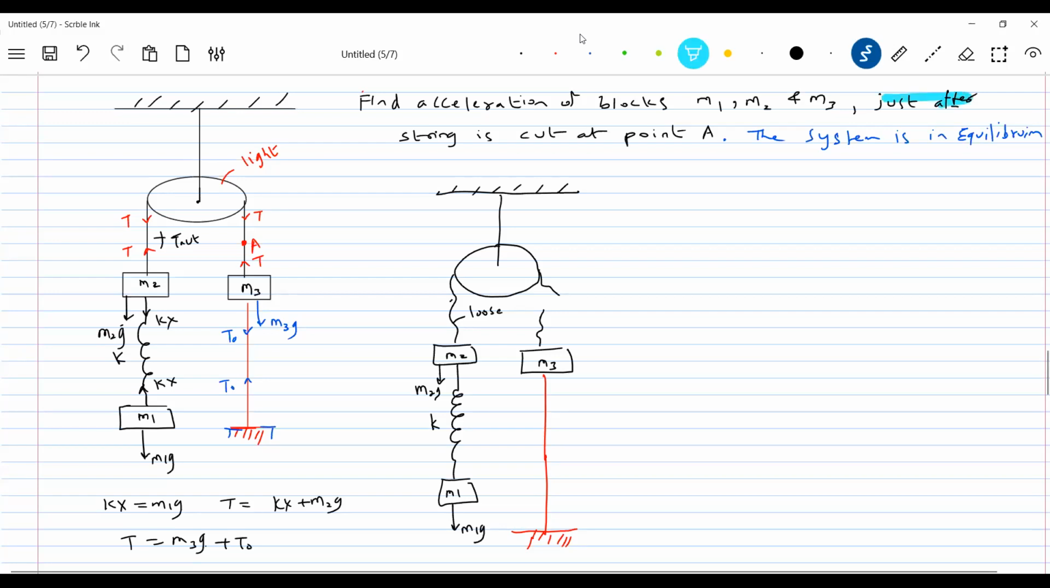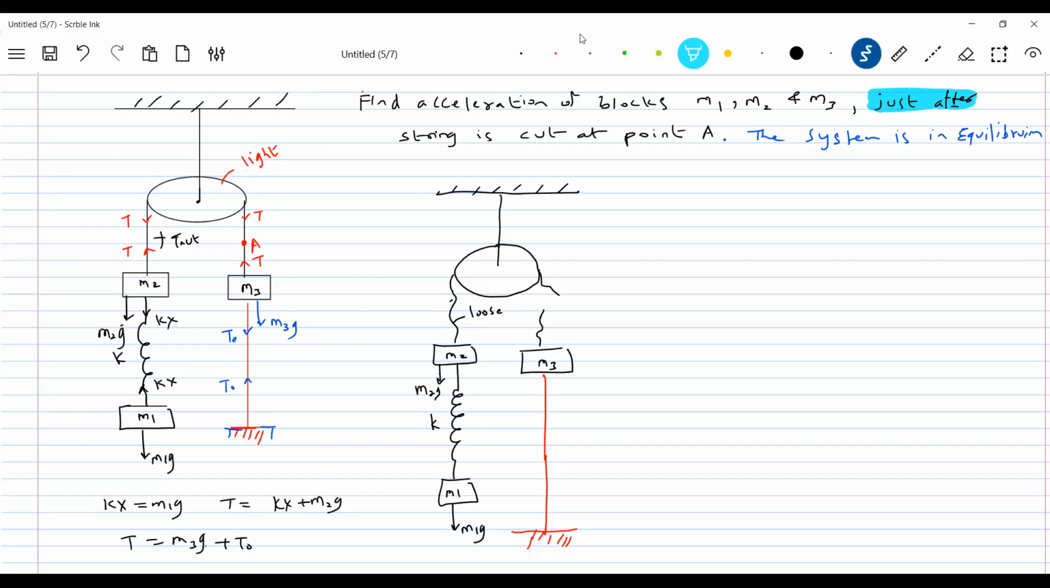Again, this word, the meaning in the English language: what should you interpret? Just after. The moment I cut the string, then and only then I'm discussing the problem, not after some time. Got the idea? Just after the string is cut at point A, at that instant only, I'm discussing the problem.